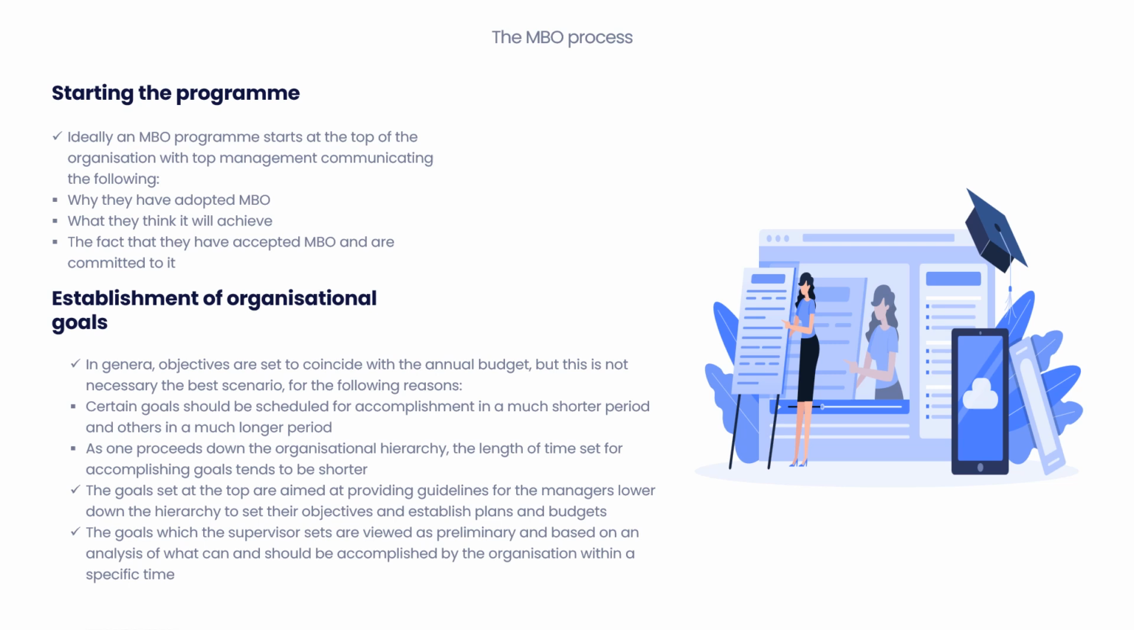The goals which the supervisor sets are viewed as preliminary and based on an analysis of what can and should be accomplished by the organization within a specific time. Because supervisors now are dealing with the employees or subordinates, the workers. These are the workers who are going to implement the objective. So at this level, it's good to make sure that the objectives are well defined, because once the objective has been accomplished at this level, eventually the goals also will be achieved.